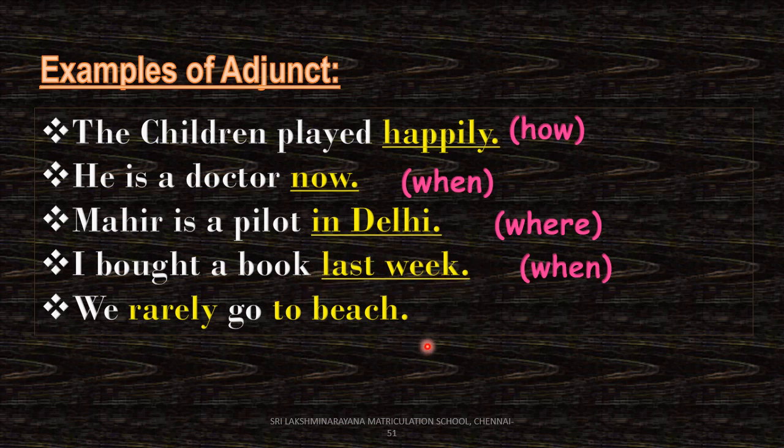Look at the last sentence, children. We rarely go to the beach. So we is the subject, and rarely is the adjunct. You ask a question: how often do they go to the beach? How often? Rarely. So rarely is the adjunct. And where do they go? They go to the beach. What is the answer to the question where? To the beach. So to the beach is the adjunct in this sentence.